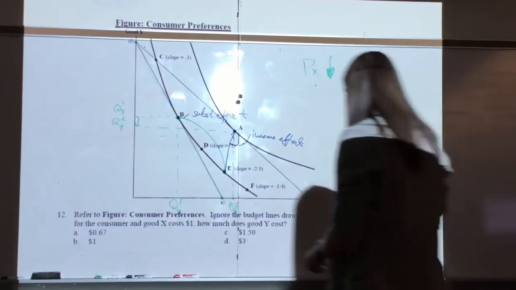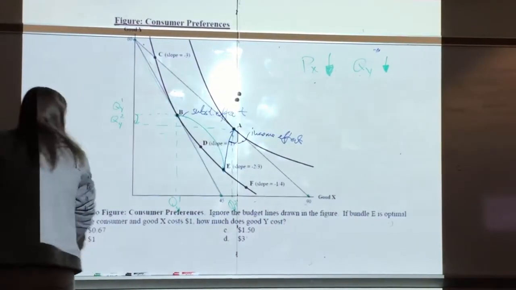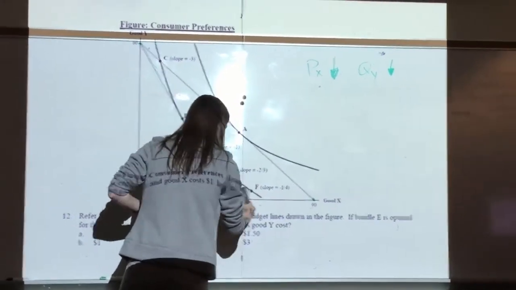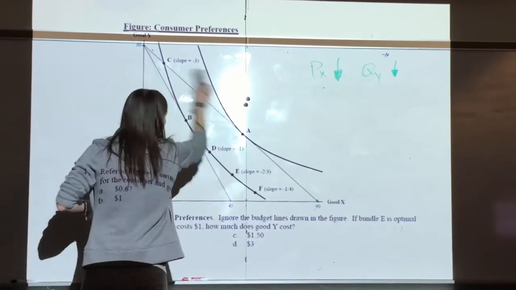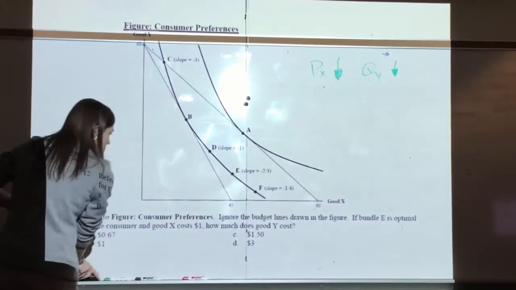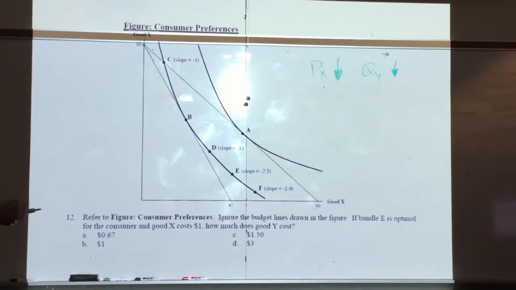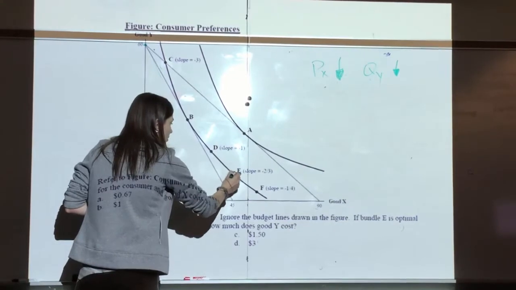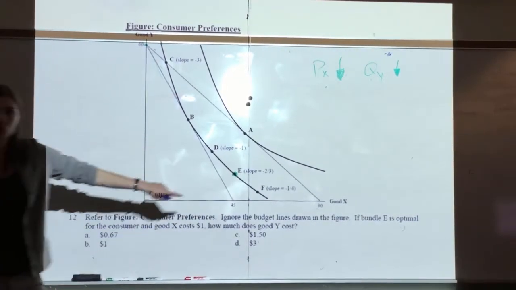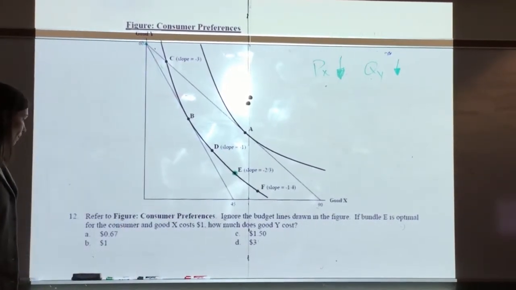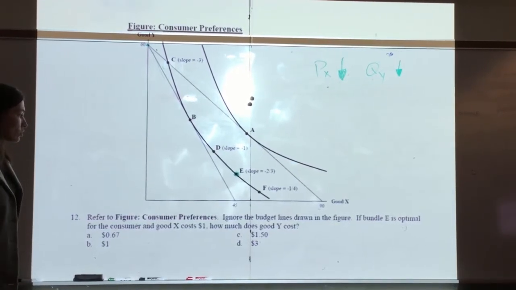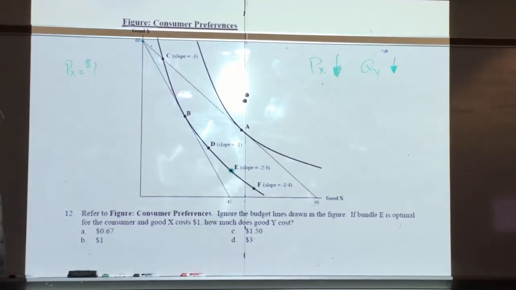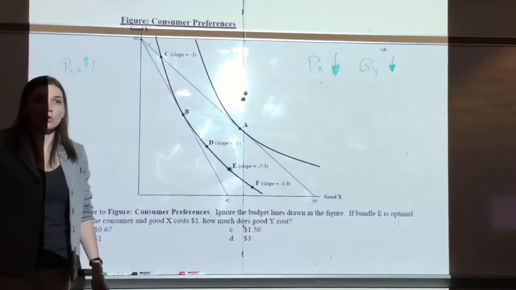Ignore the budget lines drawn in the figure. So let's ignore this as well. If bundle E is optimal for this consumer, so if the budget line is whatever, such that bundle E is optimal, and good X costs $1, so the price of X is $1, how much does good Y cost?